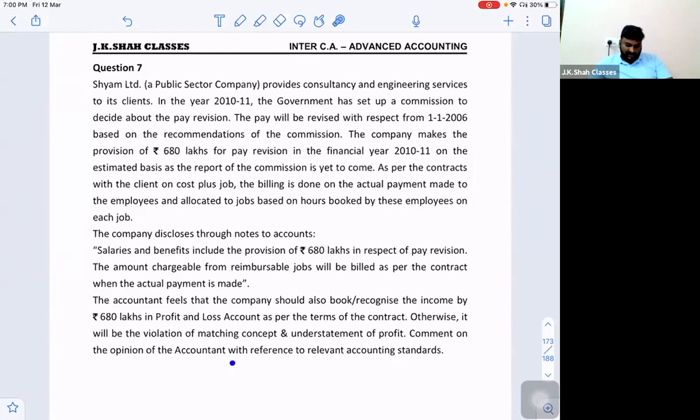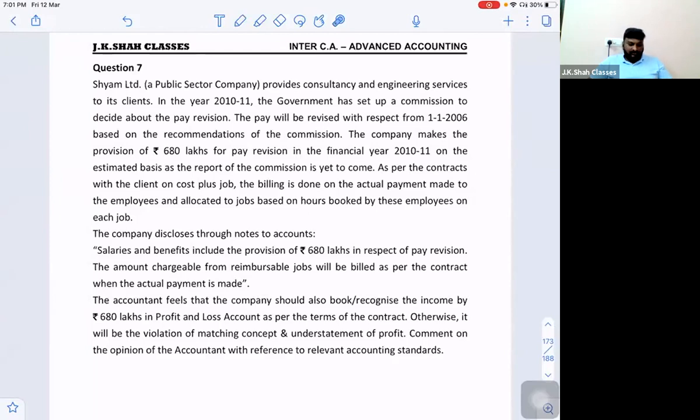Comment on the opinion of the accountant with reference to the relevant accounting standard. So, sir, what answer we have to provide? Sir, this is a question purely based on provision subject to reimbursements. So we have to write the first paragraph as it is, copy paste of the reimbursement part that I taught you yesterday. That if a provision is to be created and it is backed up by a particular reimbursement, and if it is virtually certain, then the reimbursement should be recorded in the books as a reimbursable asset, and the reimbursement amount cannot be greater than the amount of provision.